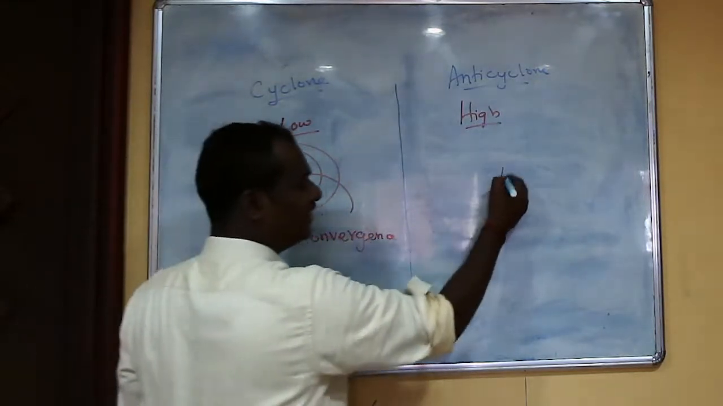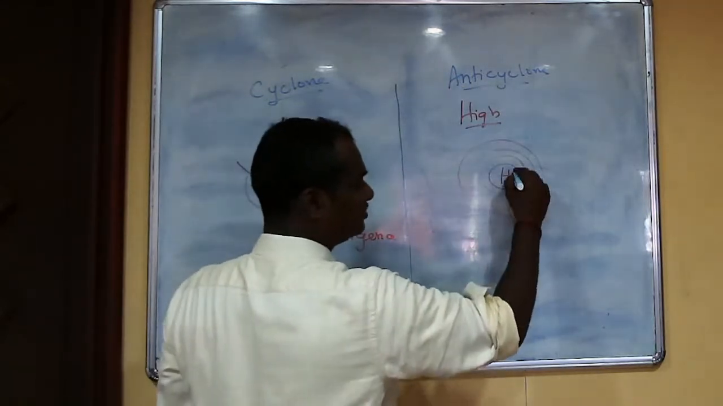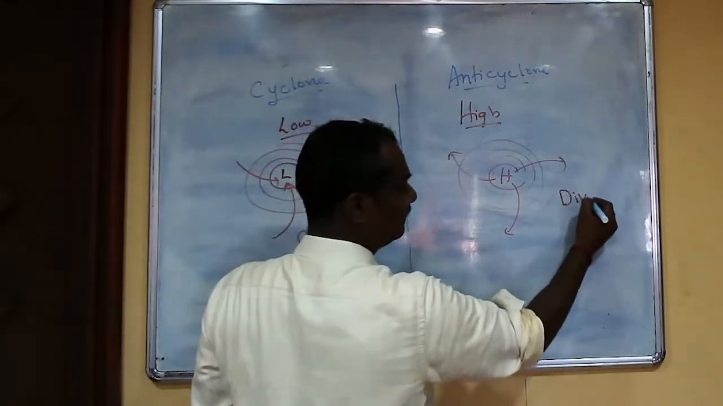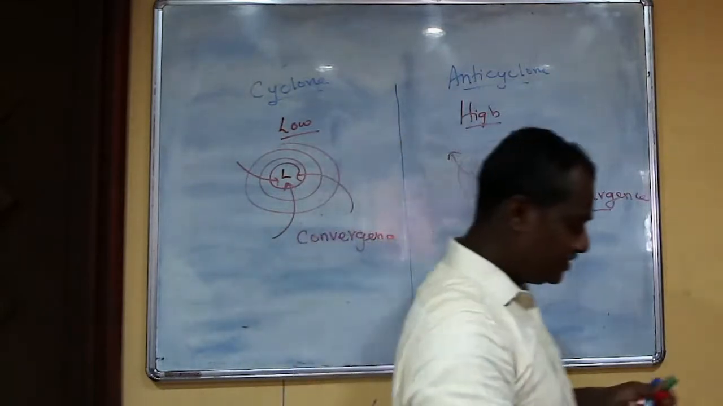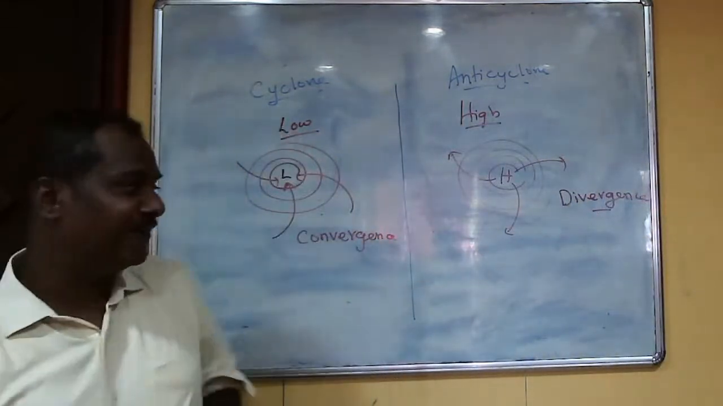It is an area of high pressure surrounded by low pressure, right? So the wind will move outside. Divergence. Very good. It is an area of divergence. Cyclone is an area of convergence, anticyclone an area of divergence.